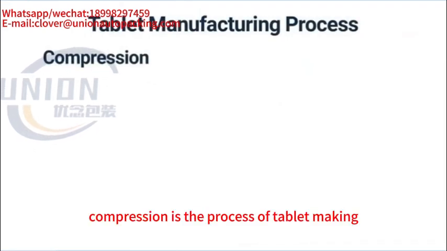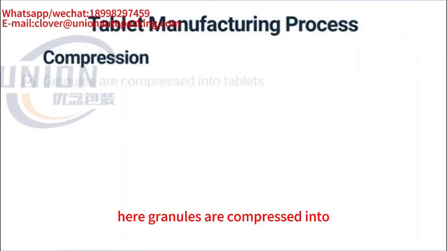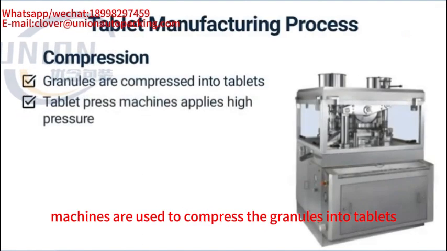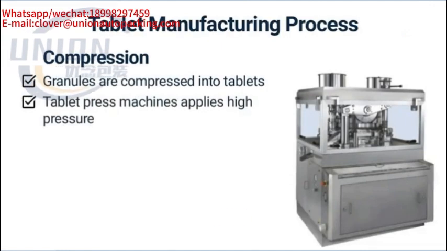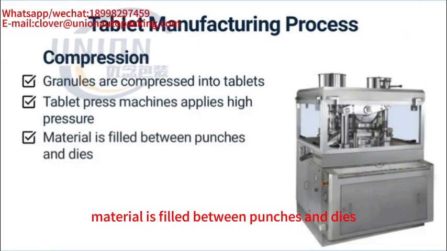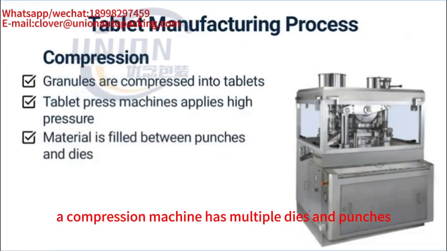Compression is the process of tablet making. Here granules are compressed into tablets of desired shape and size. Tablet press machines are used to compress the granules into tablets. Very high pressure is applied to the dies by the punches. Material is filled between punches and dies. A compression machine has multiple dies and punches.